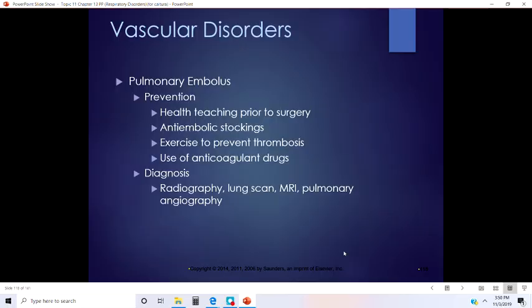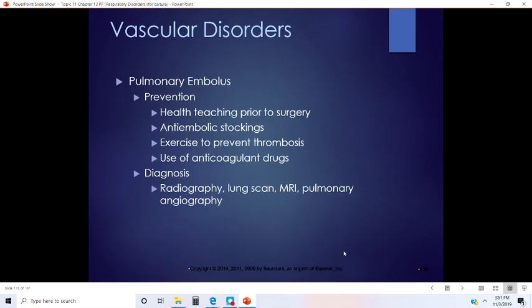So one of the biggest things with pulmonary embolus is prevention, right? Health teaching prior to surgery. Again, just teaching patients not to be stagnant. This is one of the reasons after most surgeries they get the patient up, sitting up, walking around. There's different types of stockings that the patient can wear. In the hospital, they have pneumatic stockings. If they are bedridden, you'll hear the pump go on, and then the stockings around the leg will inflate and then deflate.